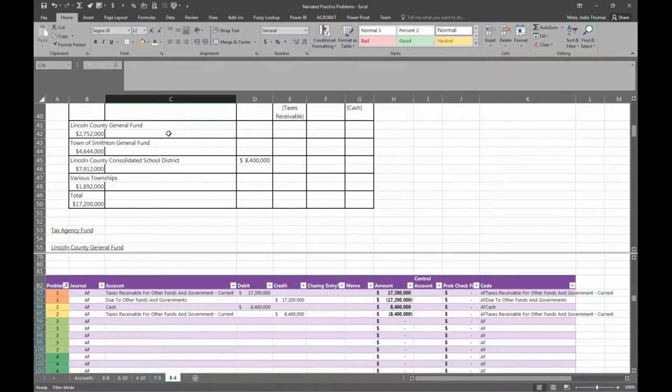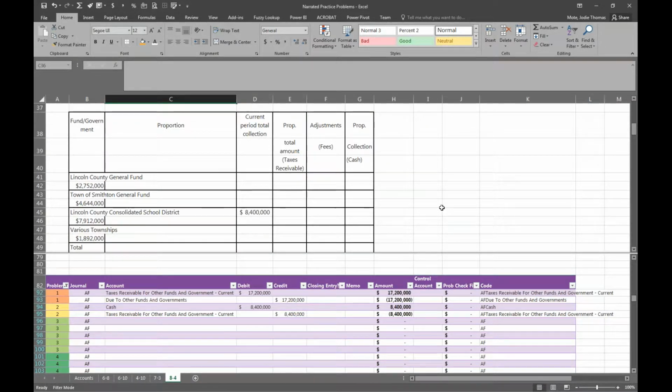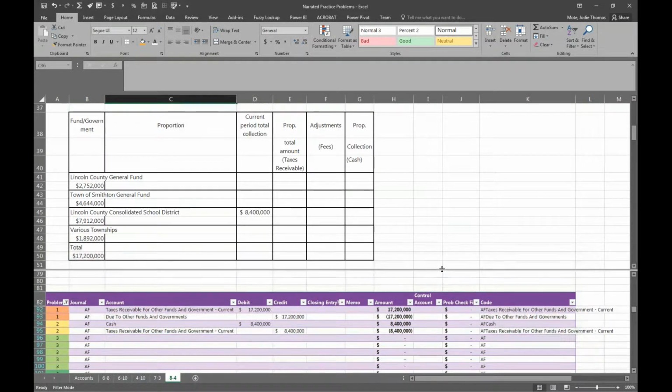So for each of these, we need to come to this table here, and let me move this down so you can see it better. All right. For each of these levies, we need to come up with a percentage of the total to do a proportion, because we're going to allocate a portion of this 8.4 million that's actually being collected for the county. All right. So let's turn that into percentage. 16% for Lincoln County, town of Smithton, Lincoln County Consolidated School District, and the various other townships.